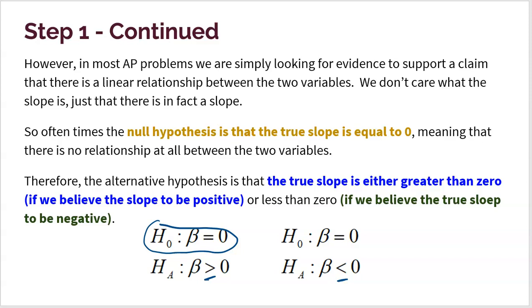And the alternative is that it's greater than 0, meaning we think there's a positive relationship, or it's less than 0, meaning we think there's a negative relationship. Now, if you don't really care if it's positive or negative, I guess you could use a not equal to sign, but usually you have an idea in your mind. If you have a scatter plot, it's going to look positive or it's going to look negative. So you have a feeling of what you want to happen, or what you at least claim is going to happen. So hopefully that makes sense. And if it doesn't, it will make a lot more sense when we start looking at some examples.